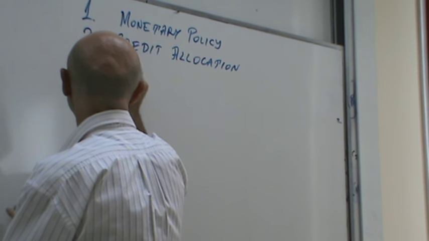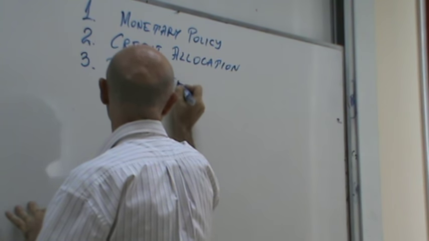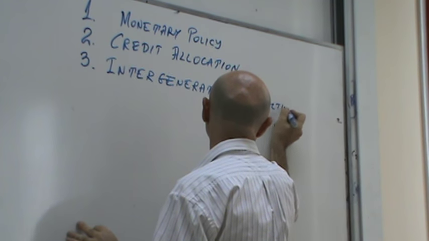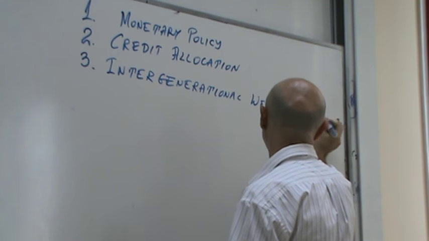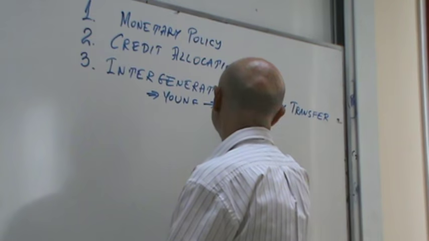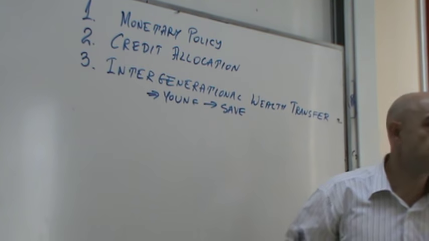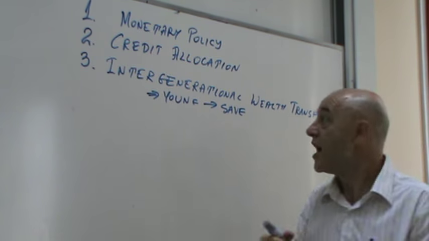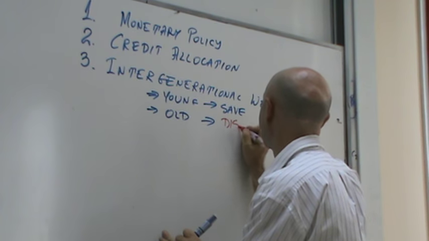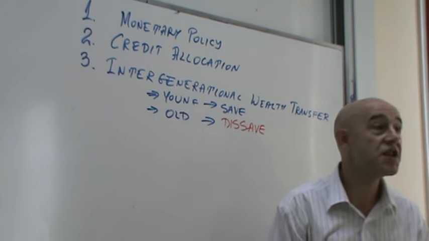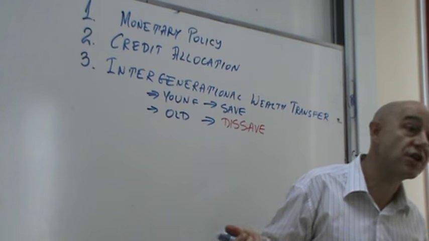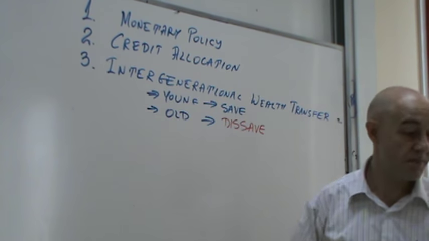Next one is intergenerational wealth transfer. That's very simple. When you're young, you save and you put it in the financial institution. Now, the financial institution doesn't have to be a deposit, could be a mutual fund. You buy stocks with it, okay? And then when you're old, you dis-save. Dis-save basically means you draw on your savings, you consume your savings. So you accumulate savings in a financial institution, mutual fund, hedge fund, commercial bank, and then you take your money back as you get old.